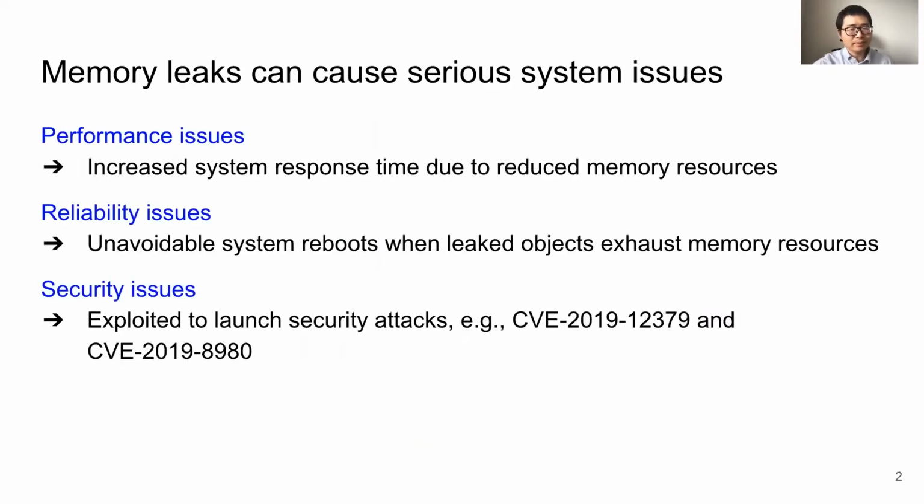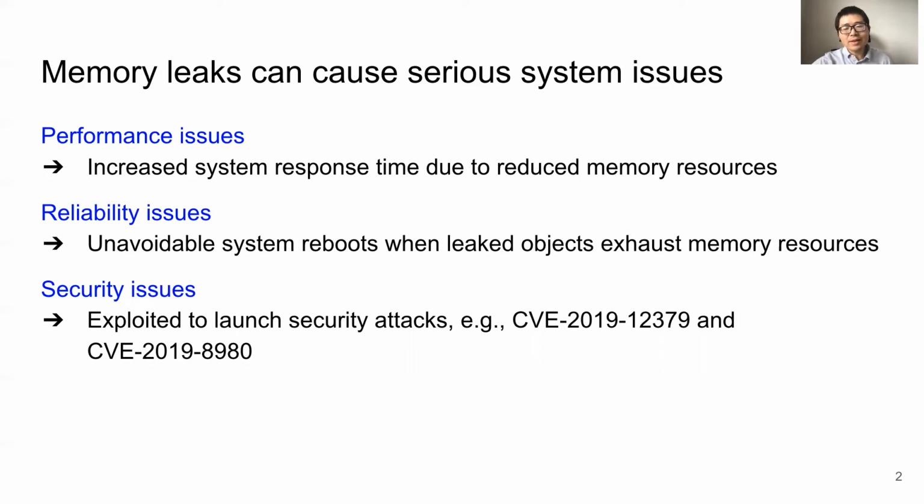Now, let's start. As we know, memory leaks are a common class of memory management bugs. A memory leak is triggered when a dynamically allocated memory object is not freed after its usage. Since the leaked memory objects still occupy the valuable memory resource in the system, memory leaks can cause serious system problems, especially in critical software systems.